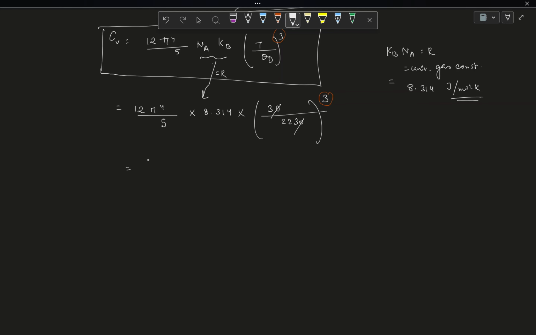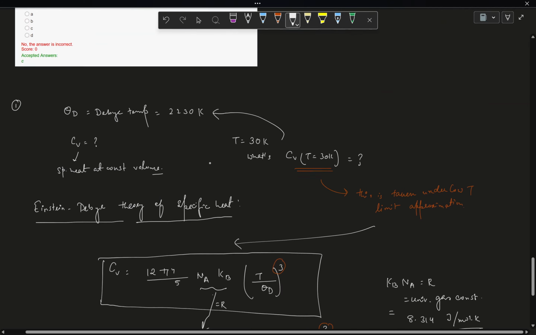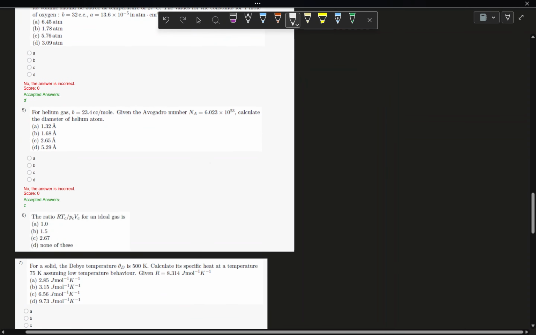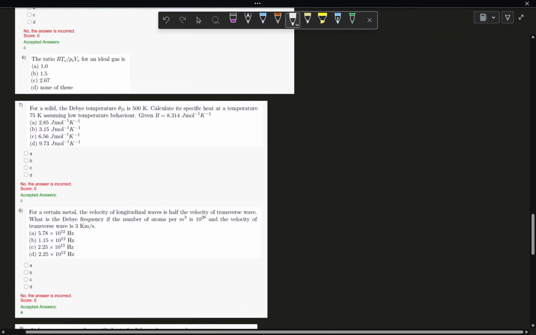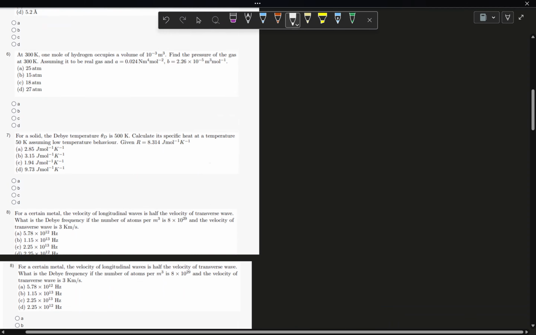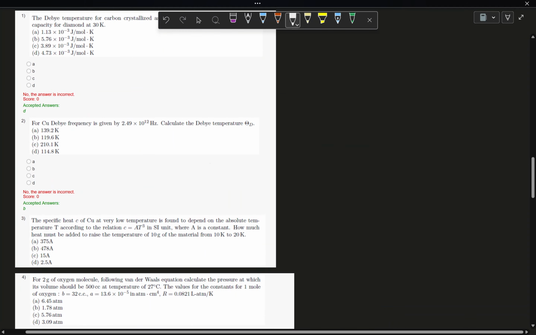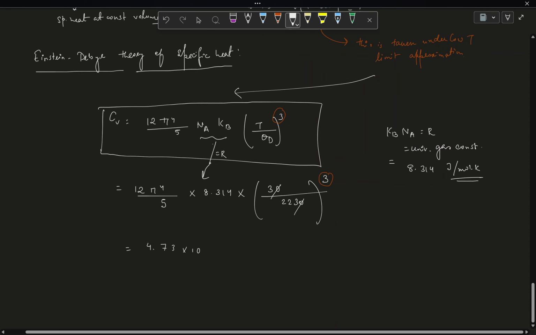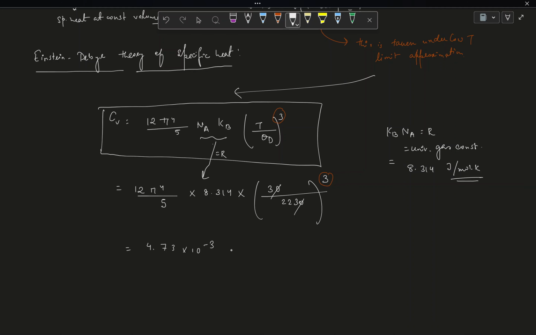So we are getting this equal to 4.73 into, so let us check what was the answer that is given, right? So 4.73 into, where is the answer? Yeah, 4.73 into 10 to the power minus 3. That is what we are getting. So this is matching with one of the options. So basically I was just checking whether that option is present or not. So this is 4.73 into 10 to the power minus 3.